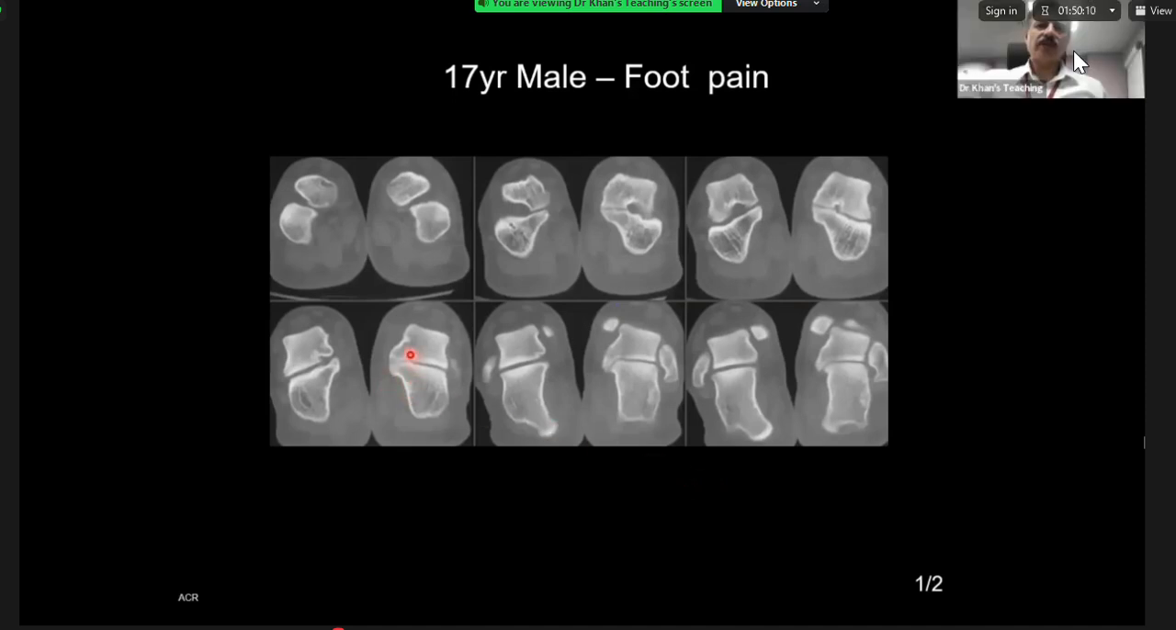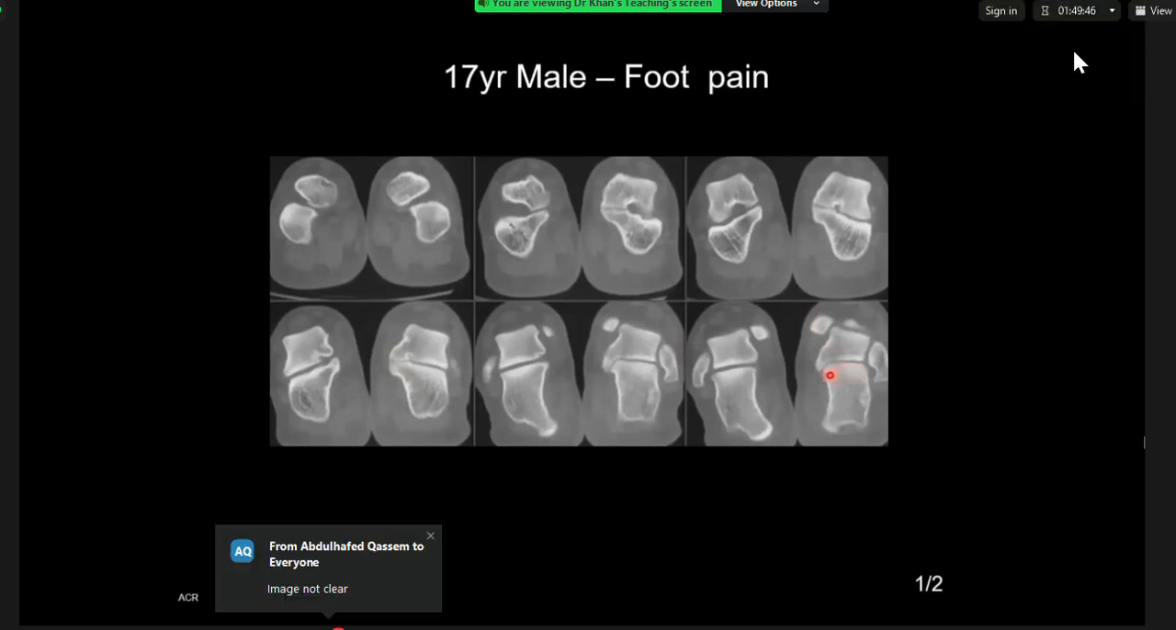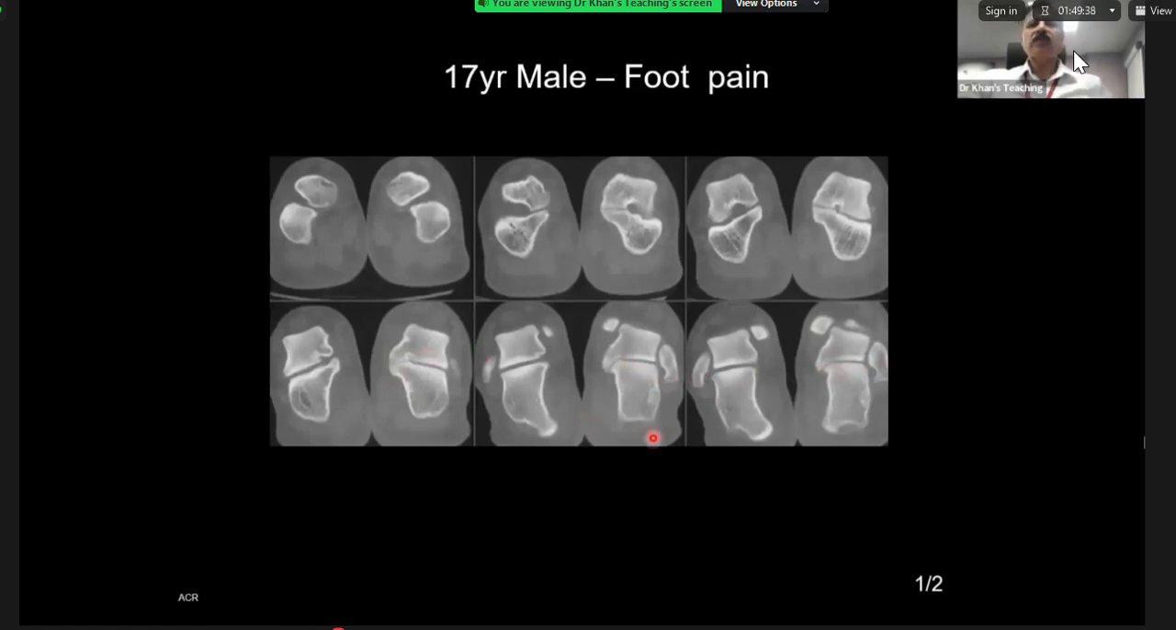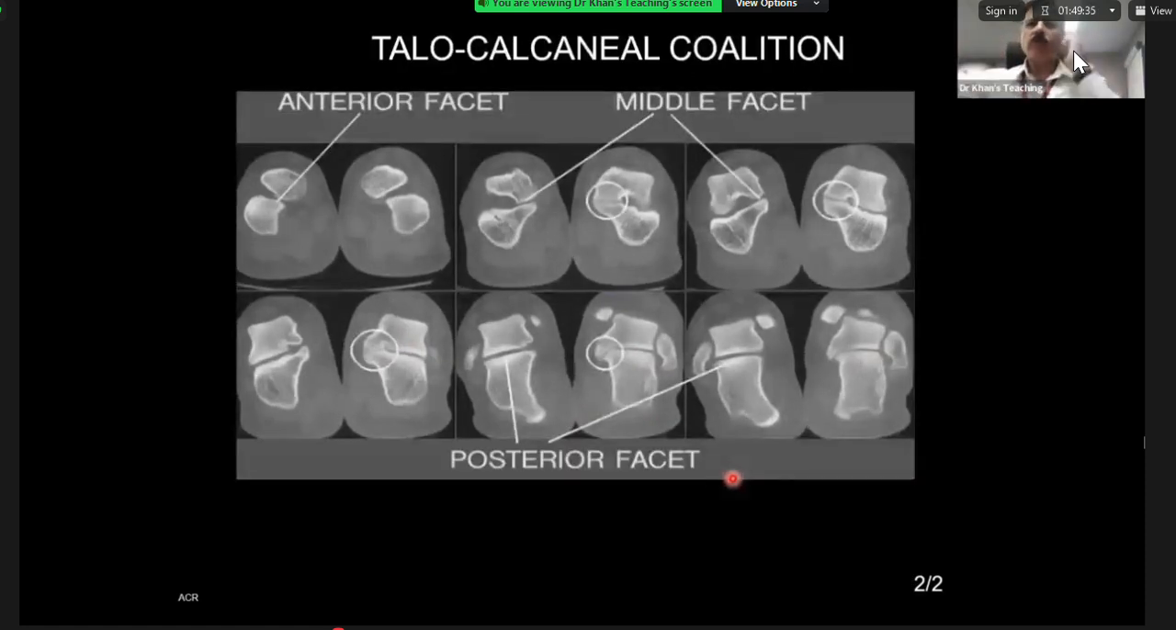Okay, so if you see here, you can appreciate that there is no bony bar, but the joint space is reduced. There is sclerosis. What about the posterior? The posterior is the largest. The posterior looks preserved. If you see here, reduced, okay. Yeah, reduced, right? This is the level of the fibula. So the point is that the posterior as well as this one. So this was a coronal view of the anterior facet, the middle facet, and the posterior facet.